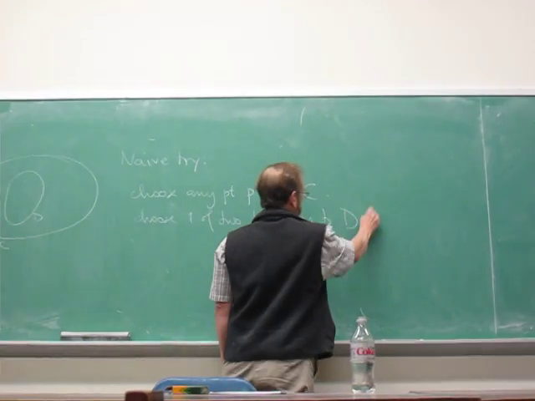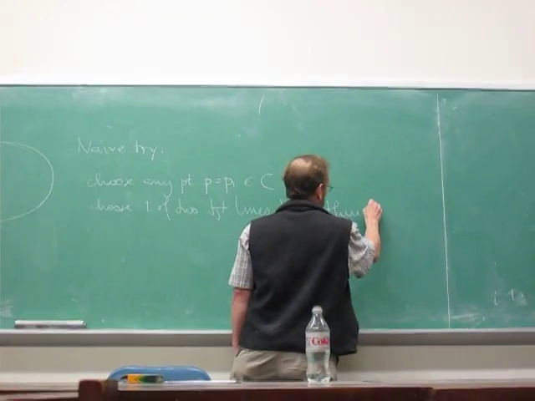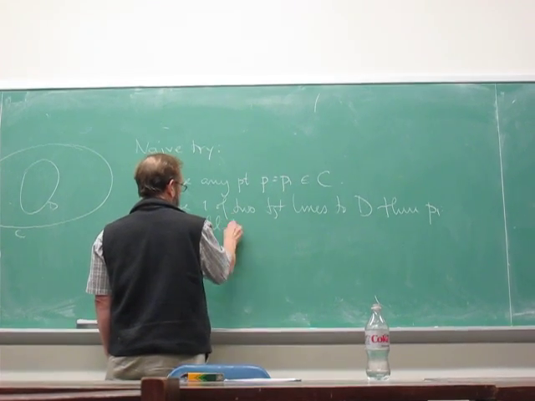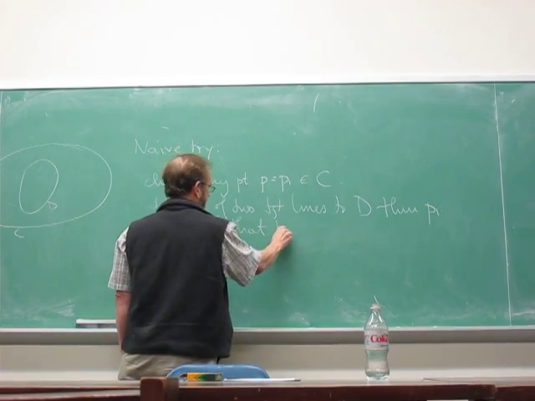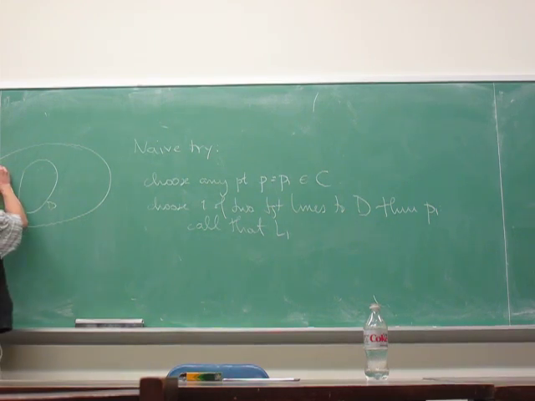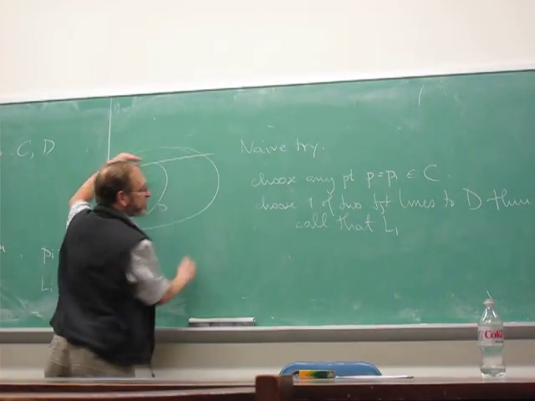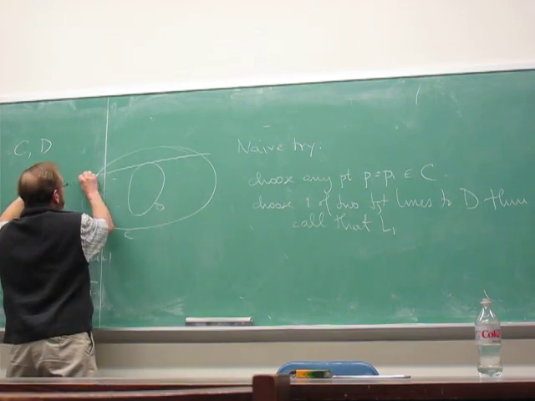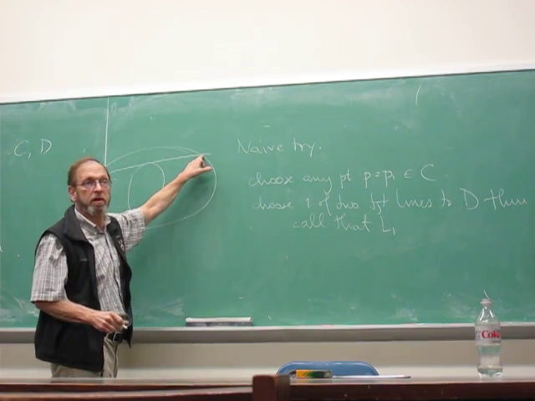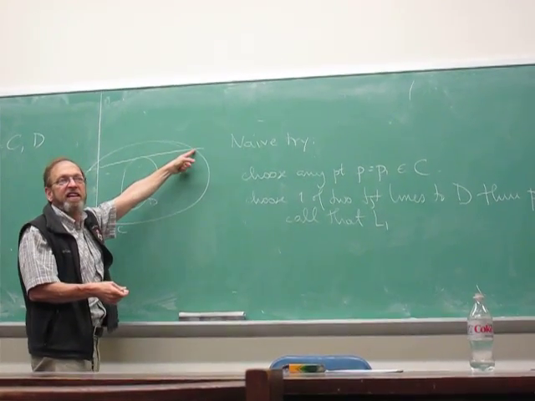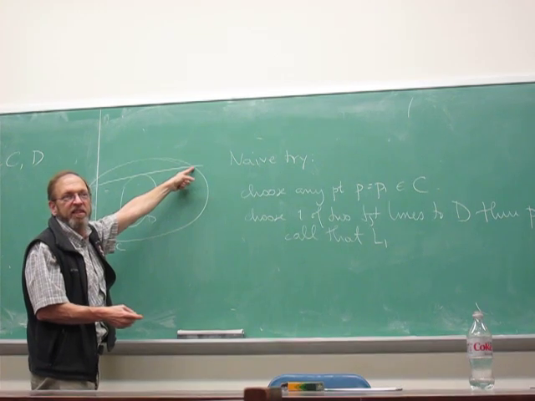to D through P, or P1 as it's called now, and call that L1. And now, let's choose this one, if I can draw this. And of course, that line, L1, will meet the curve C in a second point, right? And we have no choice in the matter. That has to be the next vertex of our polygon, right?